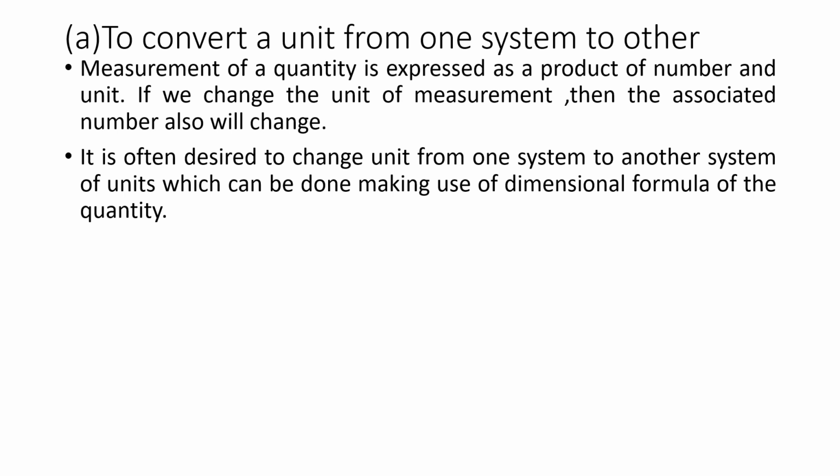We know that a measurement of a physical quantity is often expressed as a product of a number and a unit. So any physical quantity is a number and a unit. For example, 10 kilograms. So 10 is the associated number, kilogram is the unit. If we change the unit of measurement, then the associated number also will change. So if we are measuring the weight in grams, then 10 kilograms will change into 10 × 1000 grams, that is 10,000 grams. It is often desired to change the unit of a physical quantity from one system of units to another. This can be done easily if we know the dimensional formula of the quantity.